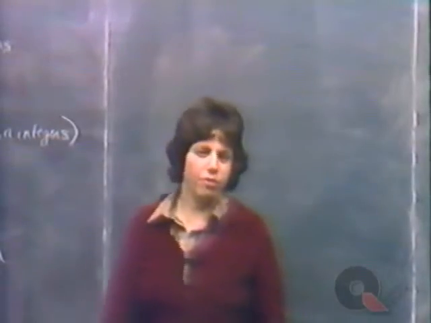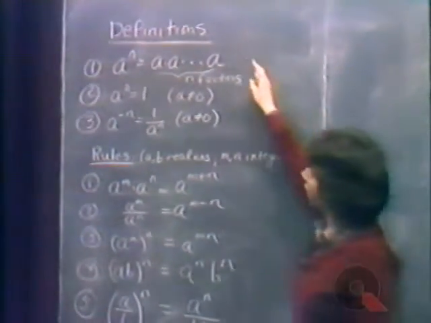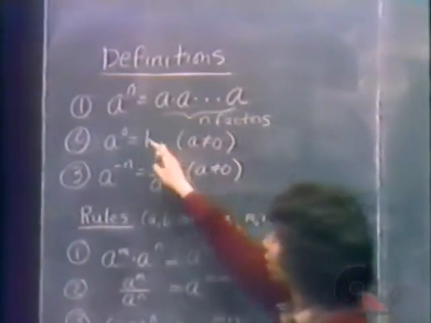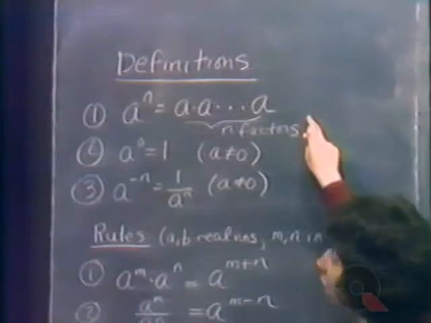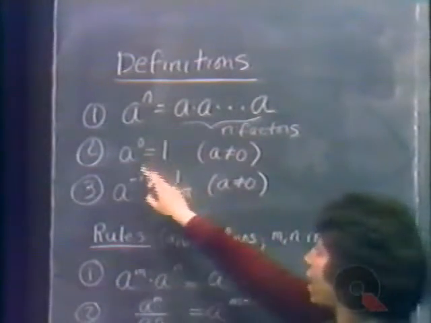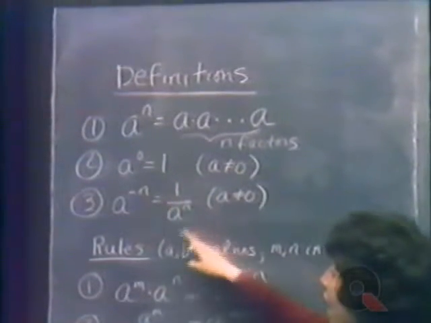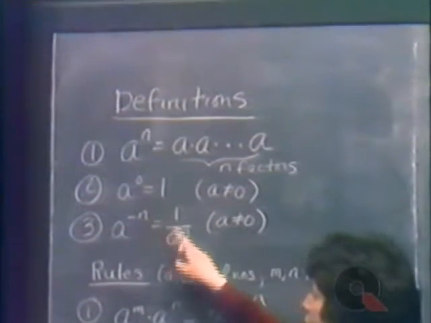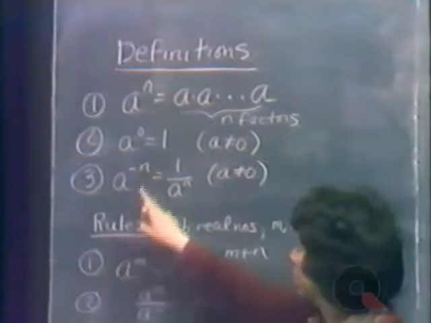Let's start by reviewing the rules and definitions from the last tape. Definition number 1, the idea of a to the nth power. This means a as a factor n times. A to the 0 power is 1 if a is not 0. And a to the minus n power is 1 over a to the n power. This is how we handle negative exponents.